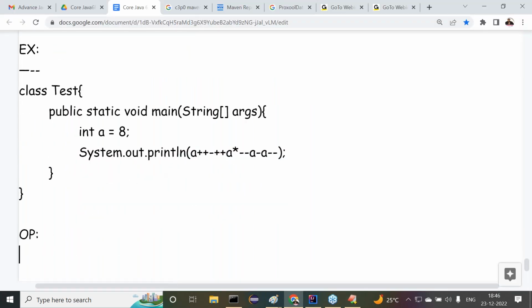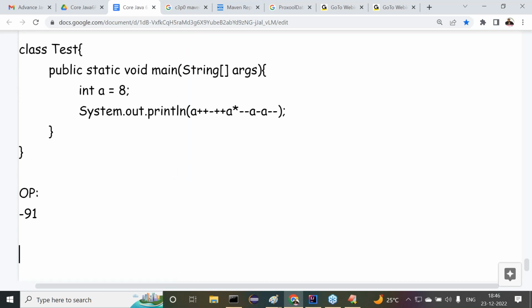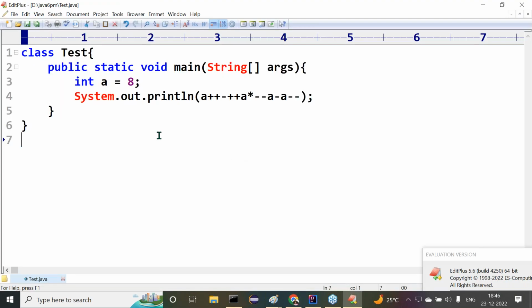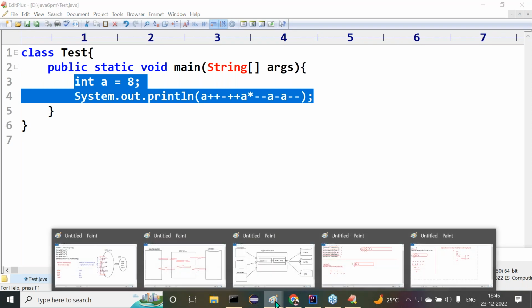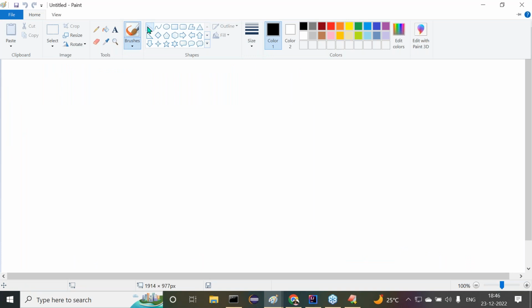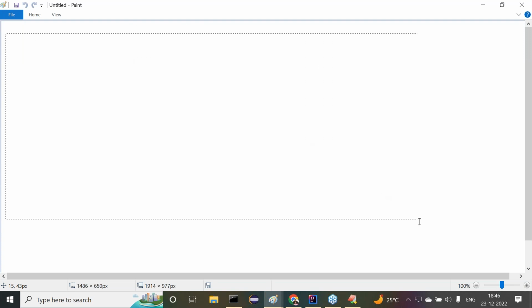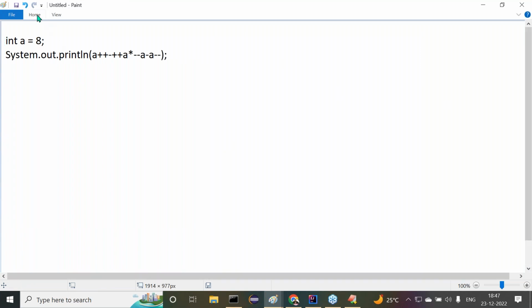Then the output is minus 91. So let's see how this minus 91 output we are getting. Most of the people are not getting an answer like this. Now let us check this. First of all, let me copy this example here. This is the program.